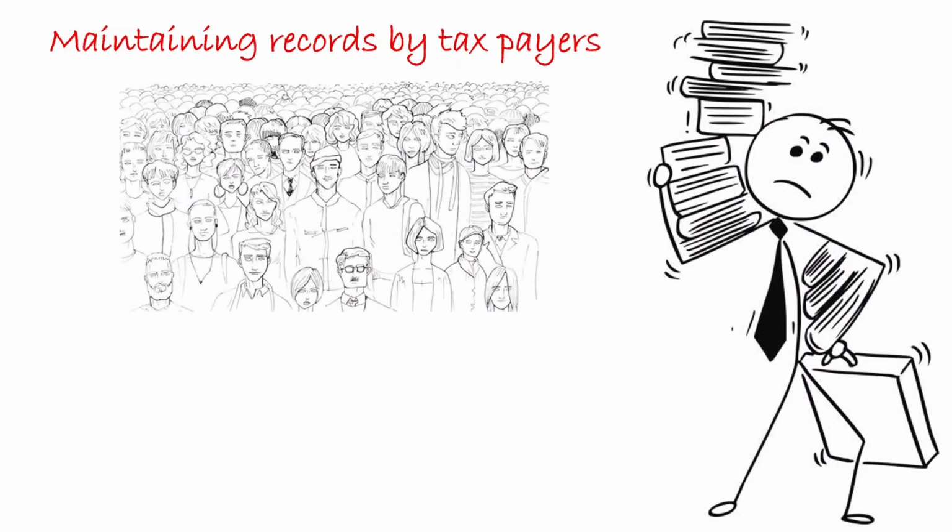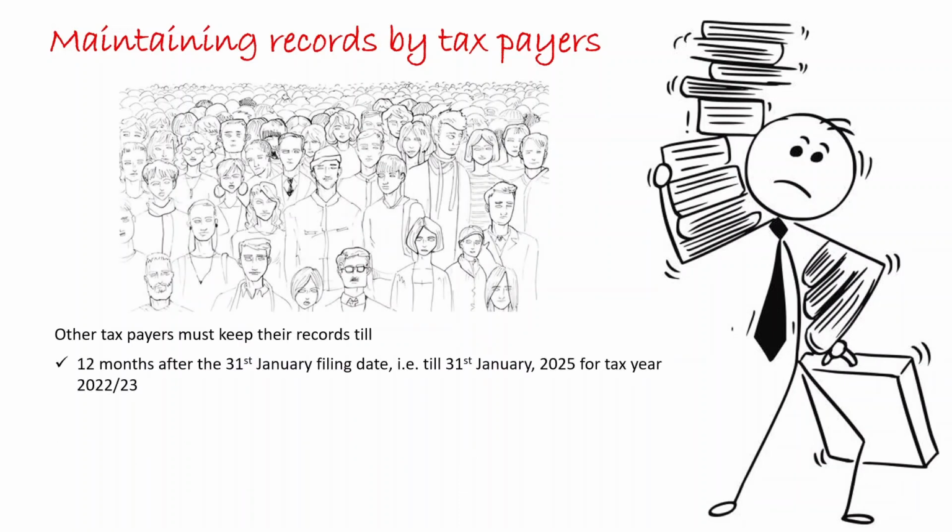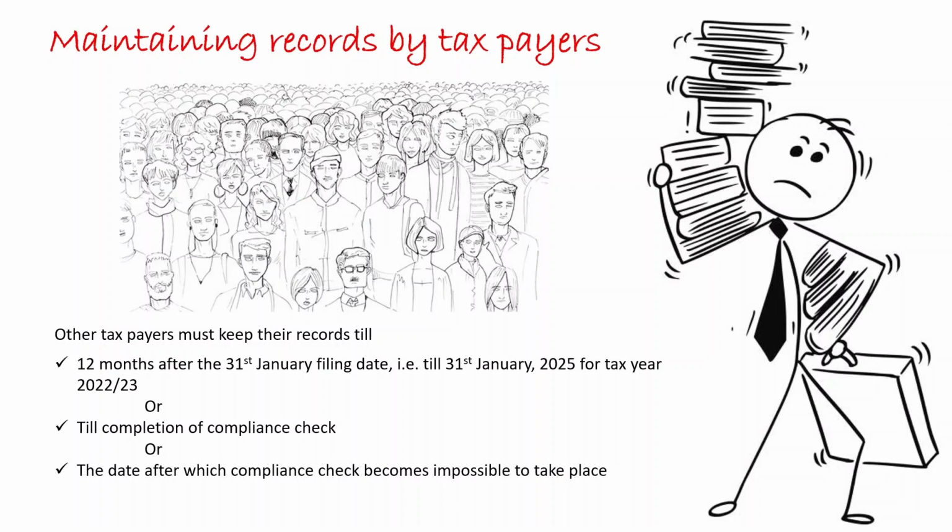Other taxpayers have to maintain records for 12 months after the 31st January filing date, means 31st January 2025 for current tax year, or the day the compliance check is completed, or the day it becomes impossible for a compliance check to start. Out of these 3 dates, whichever is the latest, records have to be maintained until then.